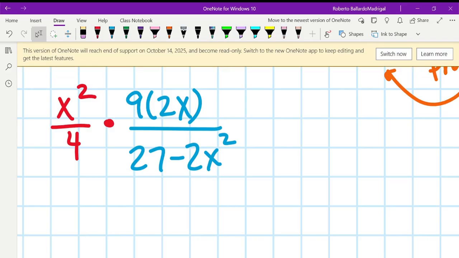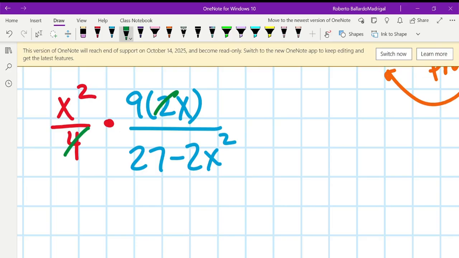Let me see if we can. No, we can't do anything with 27 and negative 2. There's no common factor between 27 and negative 2, and we can't take out an x. So really, the only thing we can do here is maybe just cancel out this 4 and this 2.